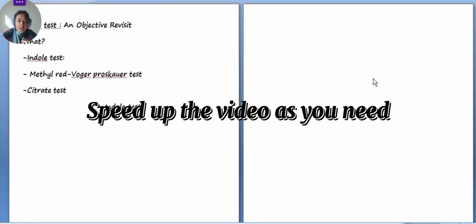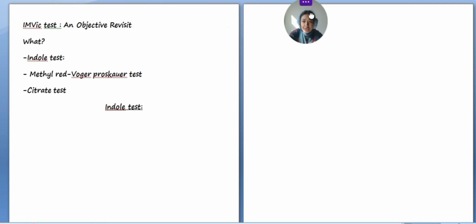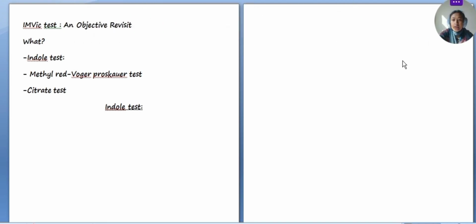Hello everyone. Today I will be revising the indole test. Let me shift the camera up until this point. I hope all of you can see me well. Today I will be revising one of the experiments of microbiology, which is the IMViC test. We will be revising the indole test first, which is the first step of the IMViC test.